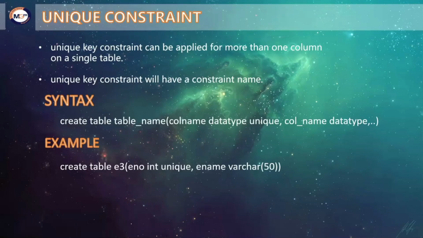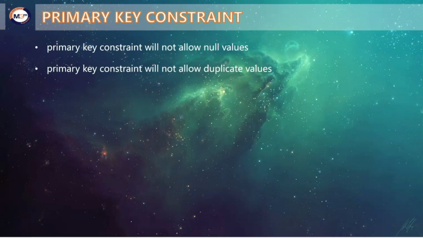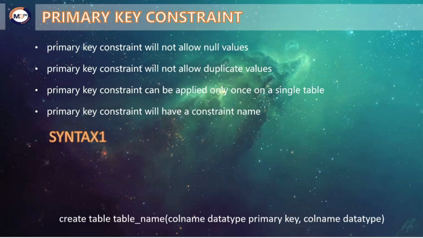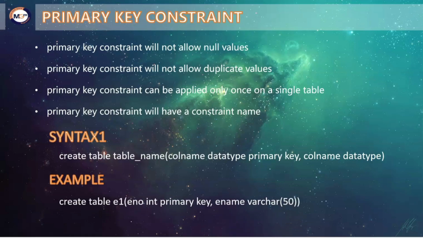Next, let us see the next constraint, which is primary key constraint. Primary key constraint will not allow null values as well as will not allow duplicate values. Primary key constraint can be applied only once on a single table. Primary key constraint will have a constraint name. The syntax of primary key constraint is create table name, column name data type primary key, column name data type, and we can give as many column names as we wish. The example for primary key is create table E1, enumber int primary key, ename varchar of 50.